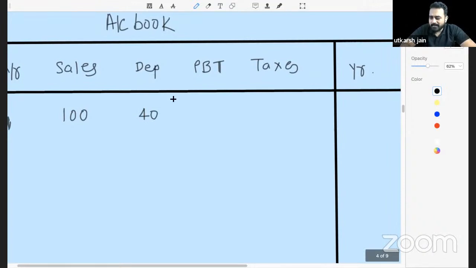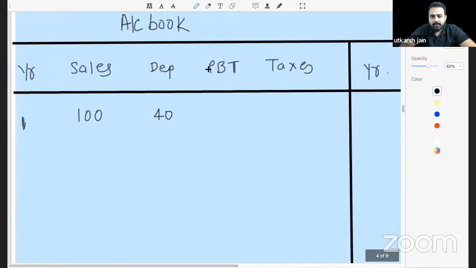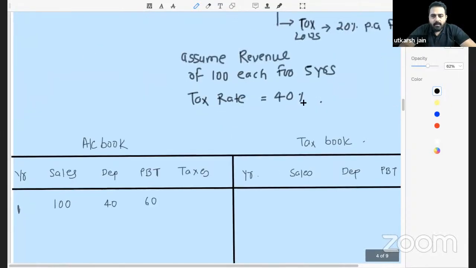Assuming this is the only expense, it's a simplistic setup. If this is the only expense, how much will be the profit before taxes? Profit before taxes will become 60. That's 100 minus 40. Now remember, your tax rate is 40%.